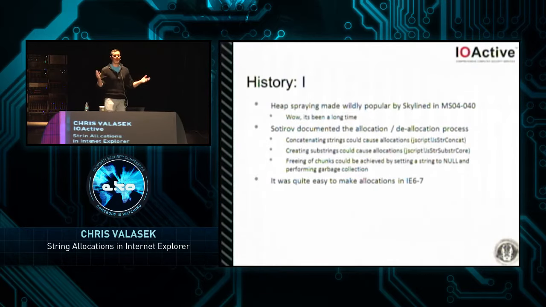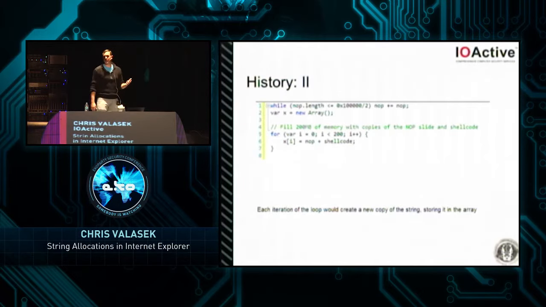The premise was if you concatenated a string, you could allocate memory. If you made substrings, you could force memory allocations. And then finally, you could free chunks of memory by setting them to null and running the garbage collector. And it was super easy to do things like heap spraying, like this, right? You set up this big string, you have an array, you copy that string into that array a bunch of times, memory has your stuff. Hopefully, when you trigger your bug, there's your stuff in memory. And it would be super easy to do this. Each iteration would cause a subsequent allocation of memory.